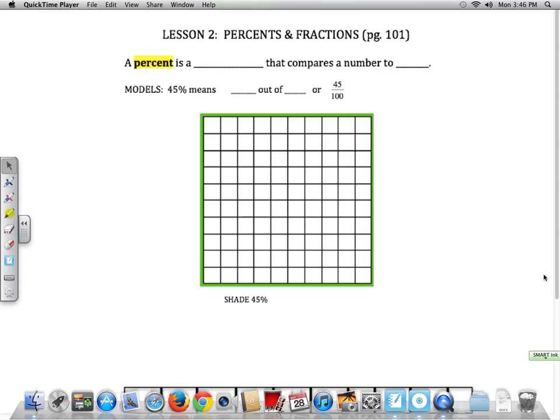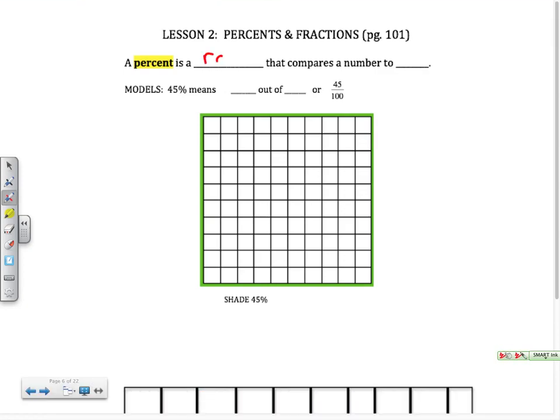A percent is a ratio that compares a number always to 100. Percent means out of, cent, 100. It is always going to compare a number to 100. So I'm going to show you a model of what a percent would look like. 45% actually means 45 out of 100, or 45 hundredths.